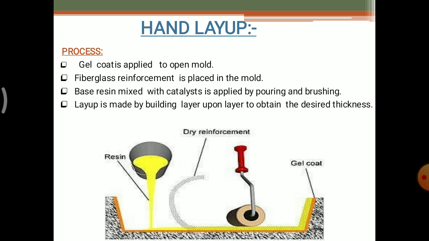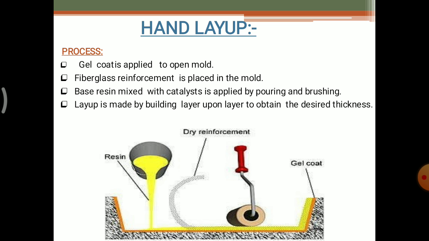So going to the process of hand layup, a gel coat, which is seen in orange color in the picture, is applied to the open mold. The shape of the open mold is pictured as a V shape here, that is similar to a U shape. A gel coat is applied on the open mold as a thin layer. The reinforcement used in this type of mold is fiberglass reinforcement, which is dry in nature. These fiberglass are crushed like a powder type material and used as the dry reinforcement here.